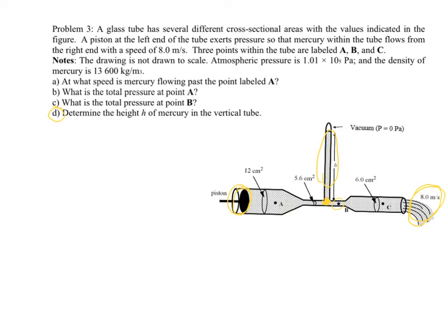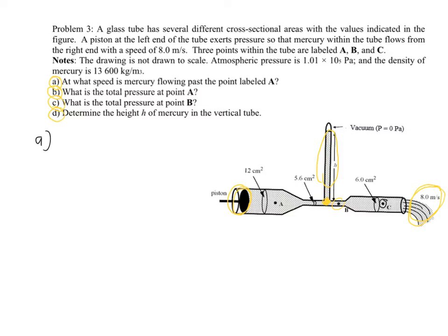So what we have to do is find first the velocity of the fluid at point A, then the pressure at point A, then the pressure at point B, and ultimately the height. I'm not going to do all of this for you, but I want to give you some pointers. So first of all, for part A, when we're asked to find the speed at point A, we can use the information given to us.